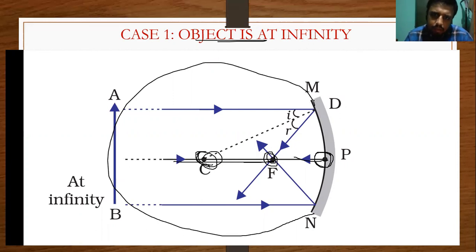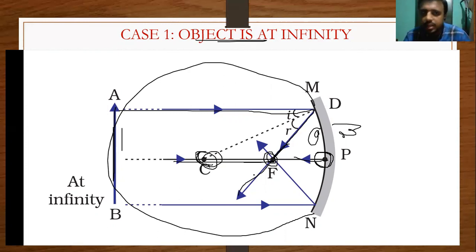MN is the mirror, and this side is known as the smooth and polished side. This other side is the unpolished side. As you can see, the object is AB. One ray is coming from A and hitting the point D of the mirror MN, and it is getting reflected and passing through the point F.